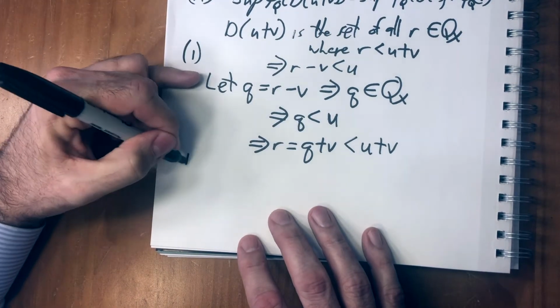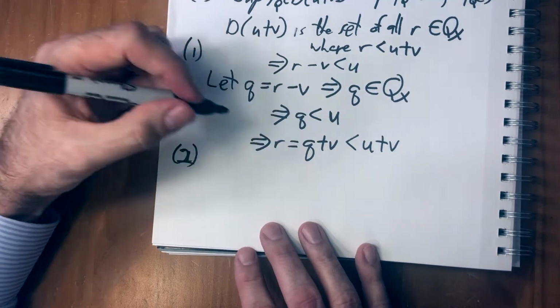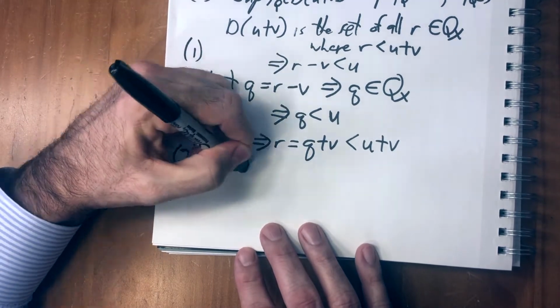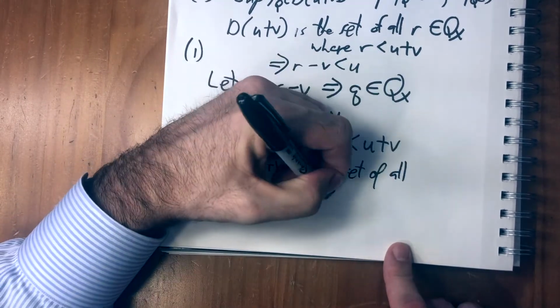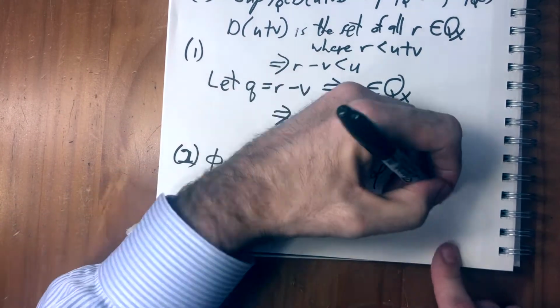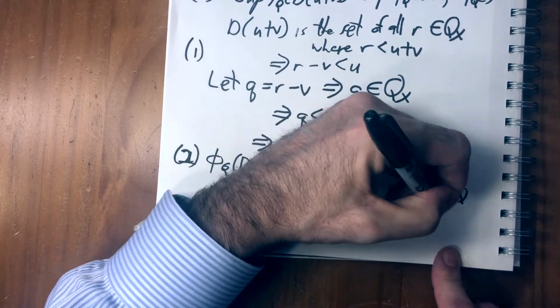I don't know if we'll need this, but then 2 is that the set of phi q of d of u plus v is the set of all phi q of r where r is an element of Q and r is less than u plus v.